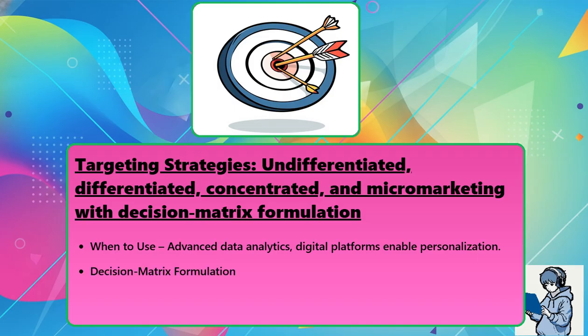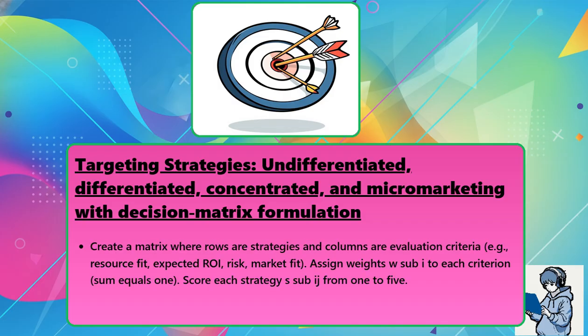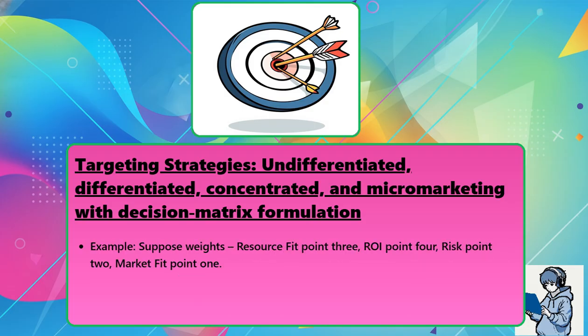Decision matrix formulation. Create a matrix where rows are strategies and columns are evaluation criteria, for example resource fit, expected ROI, risk, market fit. Assign weights Wi to each criterion, where the sum equals 1. Score each strategy Sij from 1 to 5. Overall score for strategy j equals the sum over i of Wi times Sij. Example: suppose weights are resource fit 0.3, ROI 0.4, risk 0.2, market fit 0.1.